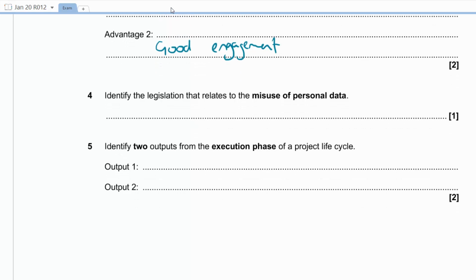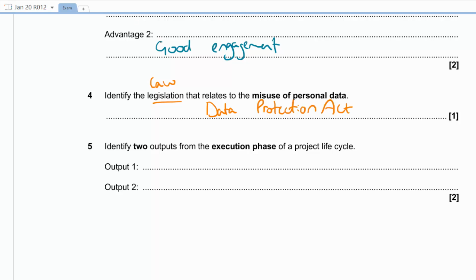For question 4, we need to, again, identify legislation that relates to the misuse of personal data. Legislation is another word for a law. And there is not a specific list of laws you need to know about, but really the ones I'm thinking of are Computer Misuse Act, Health and Safety at Work Act, Copyright Designs and Patents Act, and finally the one which is about personal data is our Data Protection Act. So the one which has data in its name.